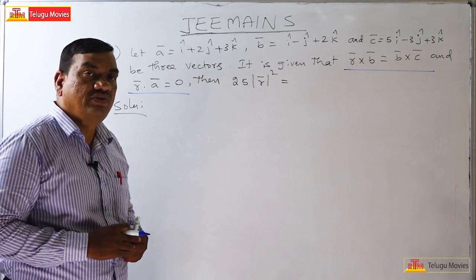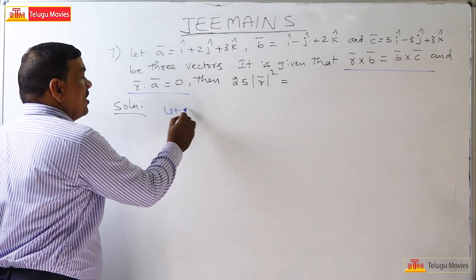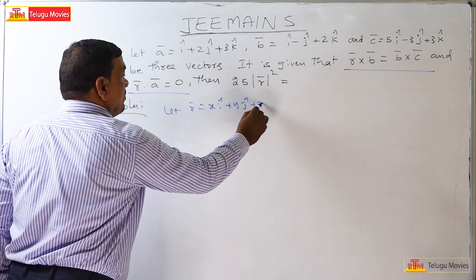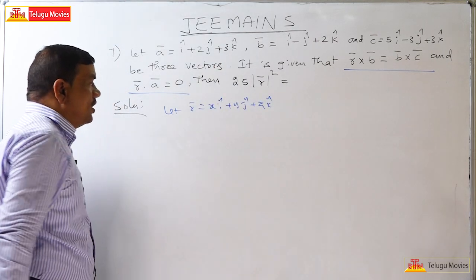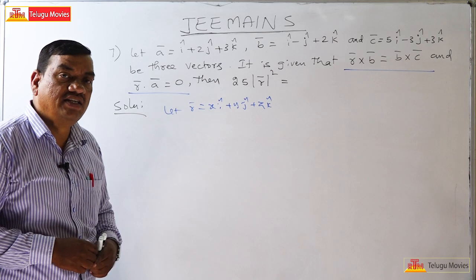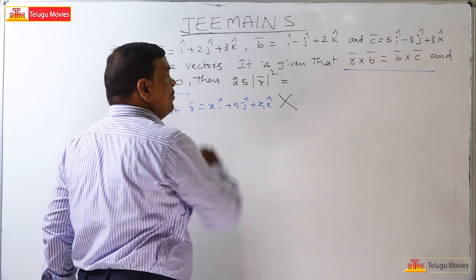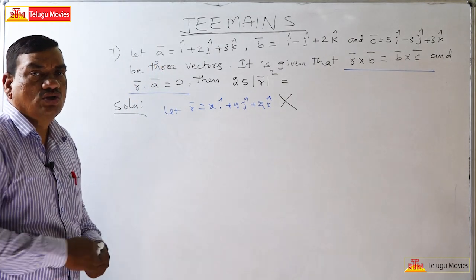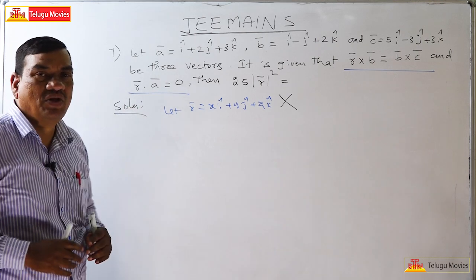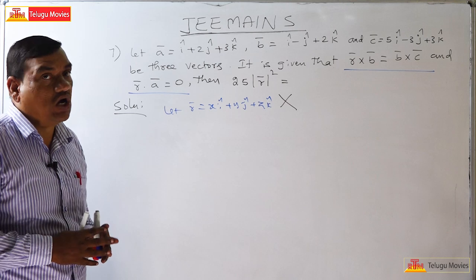Generally, students will start doing this problem like this. Let r bar is equal to xi cap plus yj cap plus zk cap. If you start taking r bar like this and start doing, it's very, very difficult to get the solution. So don't start the problem like that. This is called the general method, vague method. We have to use the subject knowledge.